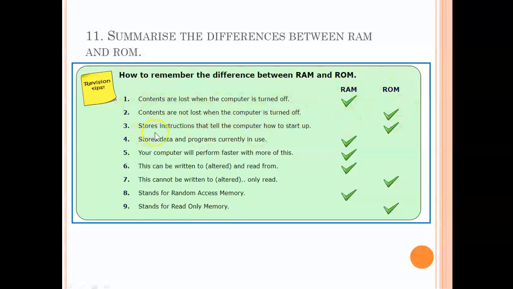Stores instructions that tell the computer how to start up. Yes, ROM stores the BIOS. Stores data and programs currently in use. That is RAM. Your computer will perform faster with more of this. The more RAM you have, the faster your computer will be. This can be written to and read from. That's RAM. This cannot be written to, altered, only read.